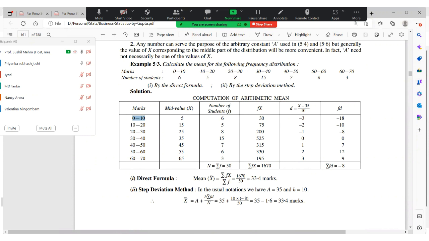Class mark is the midpoint of these intervals, right? The midpoint of 0 and 10: 0 plus 10 is 10, divided by 2 is 5. So the mid value of the first class is 5. Similarly, for the second one, 10 plus 20 is 30, 30 divided by 2 is 15. In the similar way, the third class is 25 and so on. Got it?